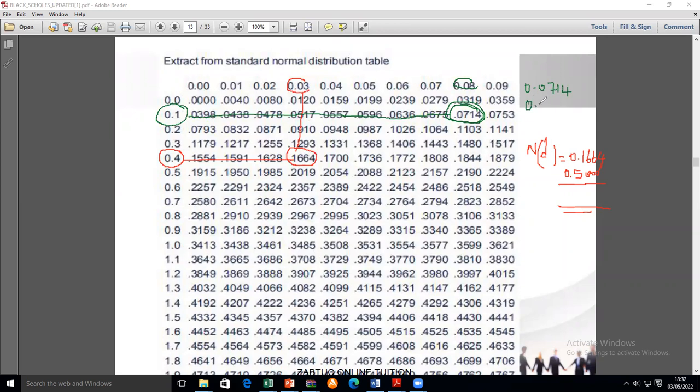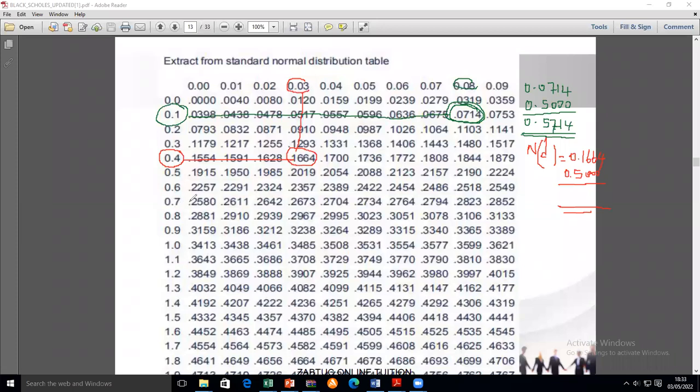You add 0.5. So you have 0.5714. So that is how we find the ND1 and ND2.